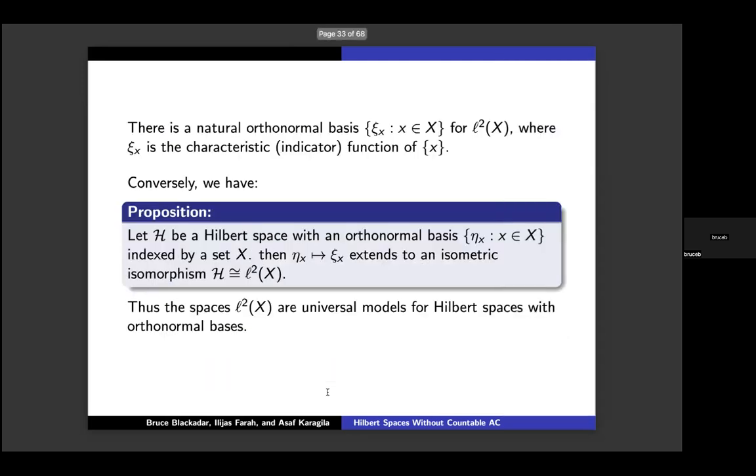Okay, so we have this collection of nice Hilbert spaces, and L2 of X, of course, has a natural orthonormal basis indexed by X, just the characteristic functions of the elements of X. And conversely, if you have a Hilbert space that has an orthonormal basis indexed by the set X, then H is isometrically isomorphic to L2 of X. That's pretty easy to see. So these L2 of X's are universal models for Hilbert spaces with orthonormal bases.